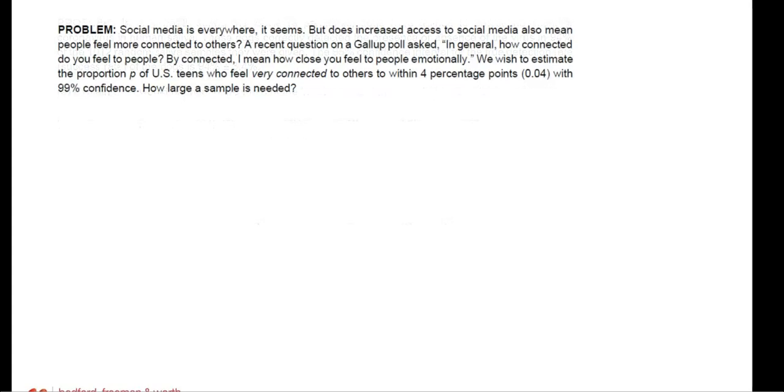Social media is everywhere, it seems, but does increased access to social media also mean people feel more connected to others? A recent question in a Gallup poll asked, in general, how connected do you feel to people? By connected, I mean, how close do you feel to people emotionally? Wow, goodness, some feelings in math. We wish to estimate the proportion p of US teenagers who feel very connected to others within 4 percentage points with 99% confidence. How large a sample is needed?